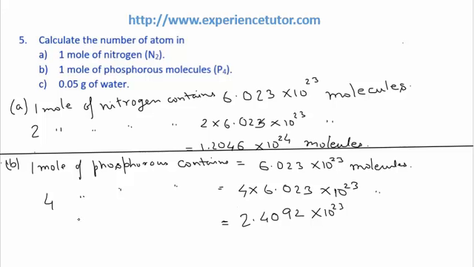So here one correction: 1 mole only, and it will be atoms, and this will be atoms. Why have we taken atoms here? Because we know that P4, one phosphorus molecule, has 4 atoms of phosphorus, so we have multiplied by 4 to find the total number of atoms in 1 mole of phosphorus.